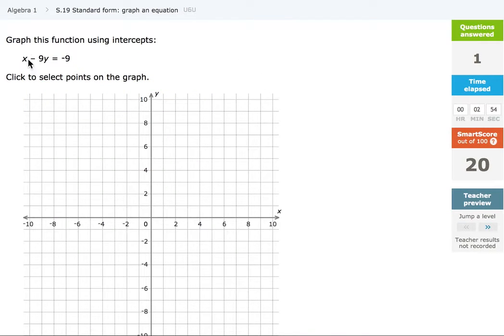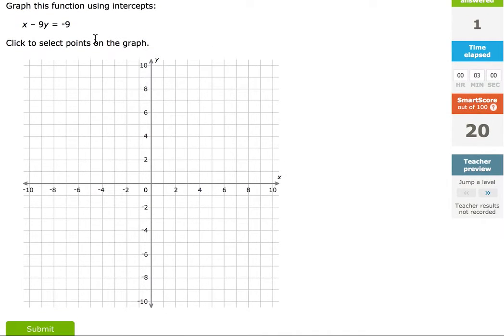Now, the equation x minus 9y equals negative 9. Let's start with the x-intercept. Negative 9 divided by 1 is negative 9. On the x-axis, look for negative 9 and click it. Now, negative 9 divided by negative 9, because that's a minus 9, we treat it as a negative. So to get the y-intercept, we have negative 9 divided by negative 9. That becomes a positive 1.